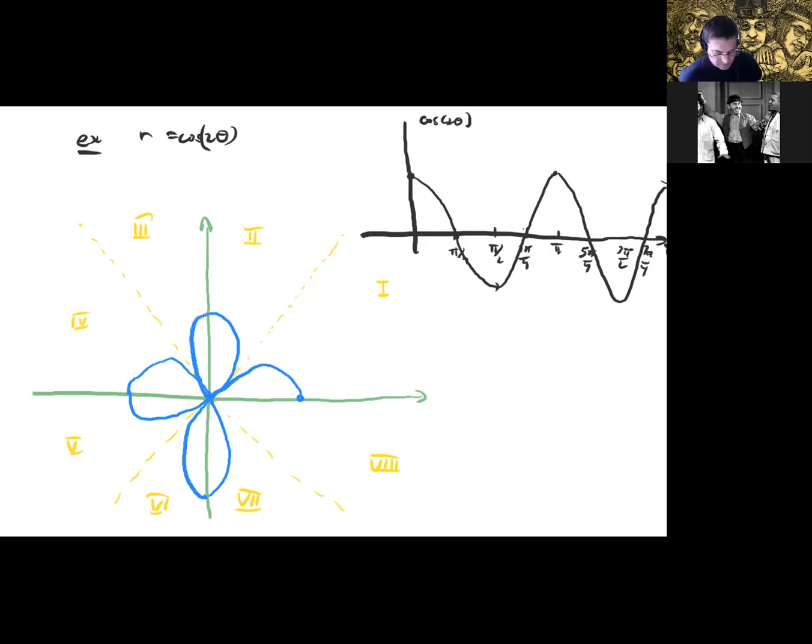Finally, we go from 7 pi over 4 to 2 pi, then r is going from 0 to 1. And this is the picture. It's not very well drawn, but it's usually called the 4-leaf rose. Okay, so that's the graph.